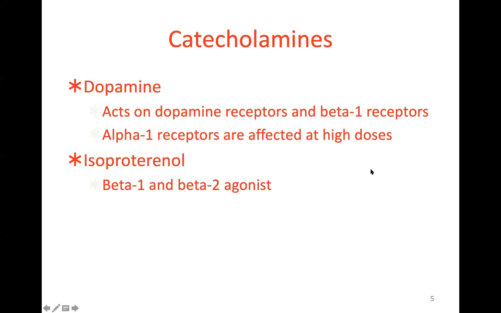And then with isoproterenol, notice it has no alpha-1 or alpha-2 actions. It's beta-1 and beta-2. So we're using isoproterenol primarily either as a cardiac stimulant because of the beta-1 receptor, or as a bronchodilator because of its beta-2 actions.